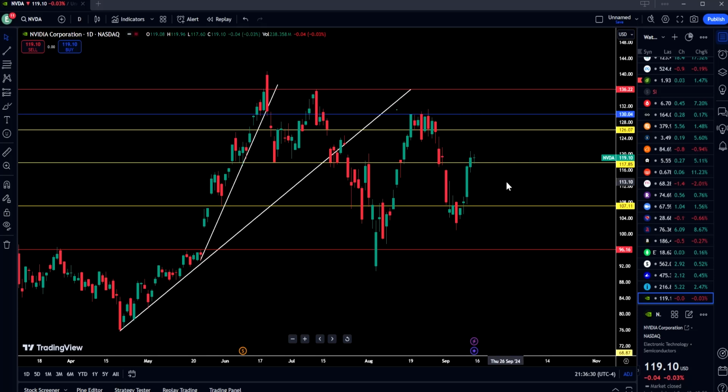If it breaks under 117.85, watch out for 113 and then 107. Under that, well, Nvidia is in no man's land, and this thing can land easily down to, I would say, 96 and then even $90.